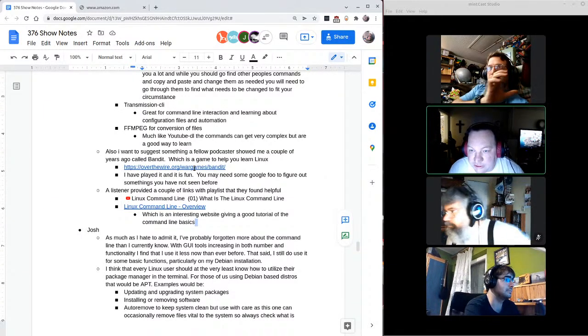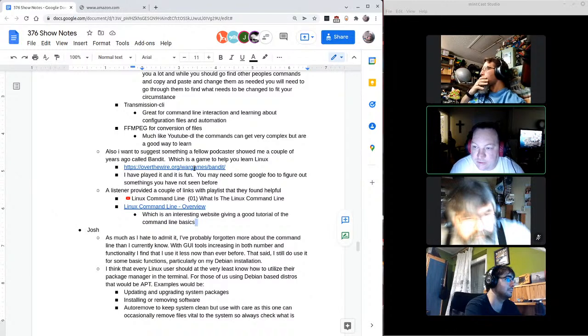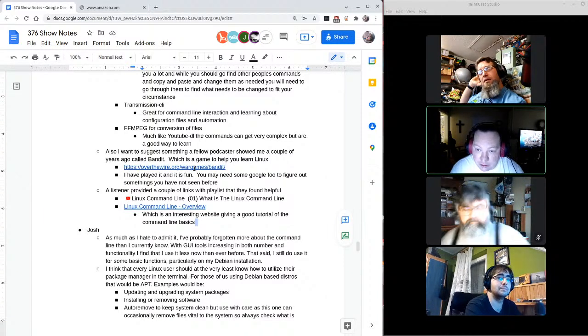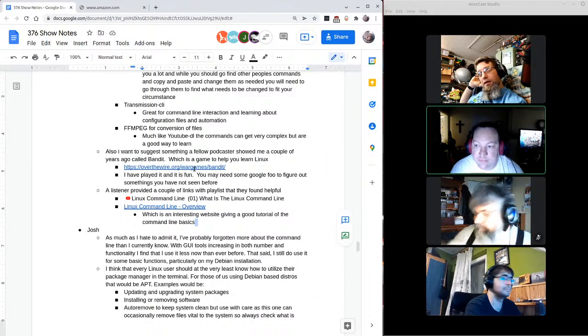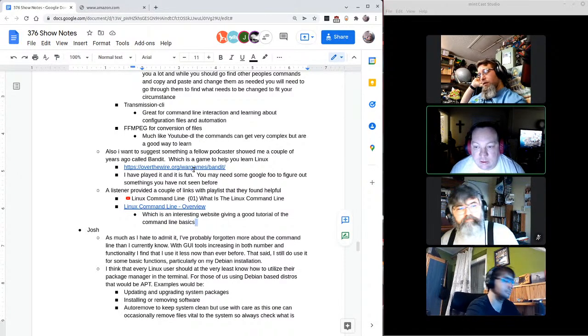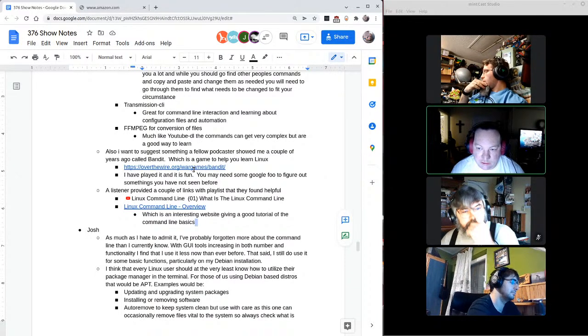All right, well, as much as I hate to admit it, I've probably forgotten more about the command line than I currently know. I definitely played with it a lot more when I was first getting started in Linux. But with GUI tools increasing in both number and functionality, I find that I use it less now than ever before. That said, I still do use it for some basic functions, particularly on my Debian install, not quite as much on Mint. I think that every Linux user should at the very least know how to utilize their package manager in the terminal.